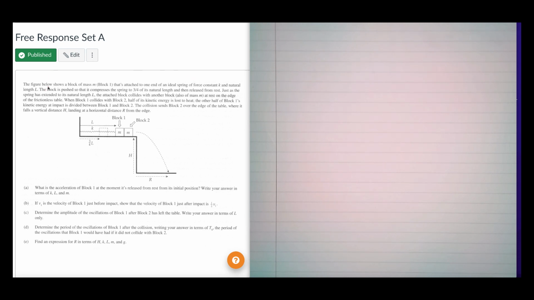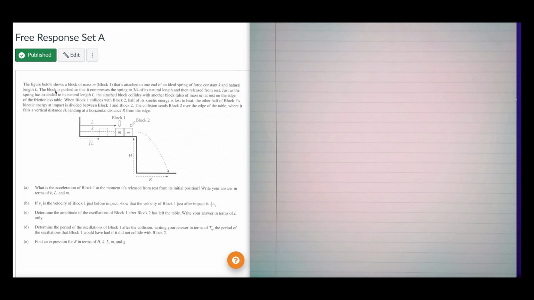The figure below shows a block of mass M that's attached to one end of an ideal spring, right here, with force constant K and natural length L. So the block here is in its natural state, which means that it's in equilibrium position.